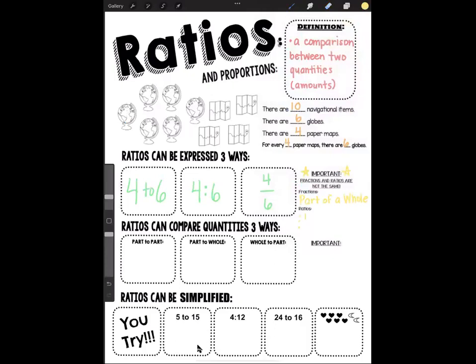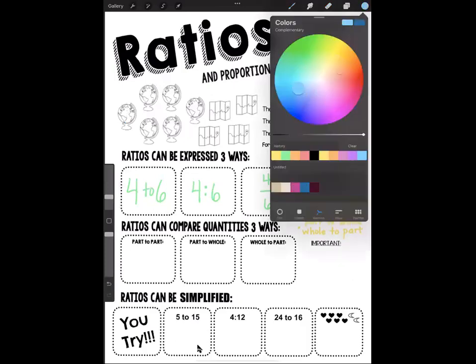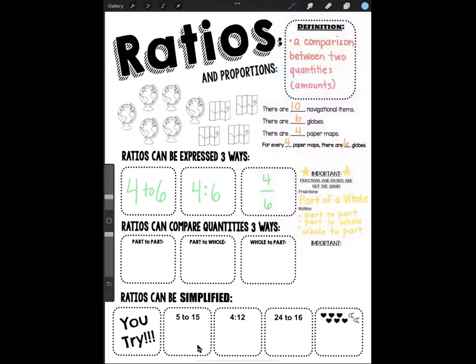So a ratio can be part to part, part to whole, or whole to part. So the fraction is always a part out of a whole, and the ratio has the 3 different options. So let's look specifically at these 3 different options for ratios.